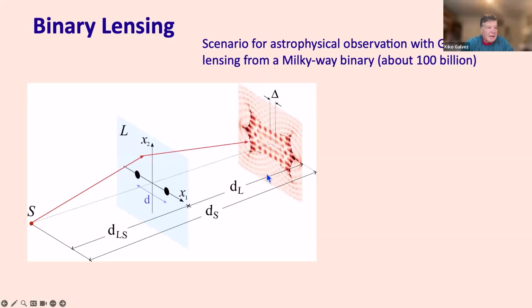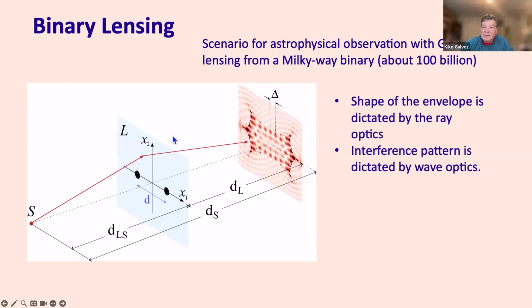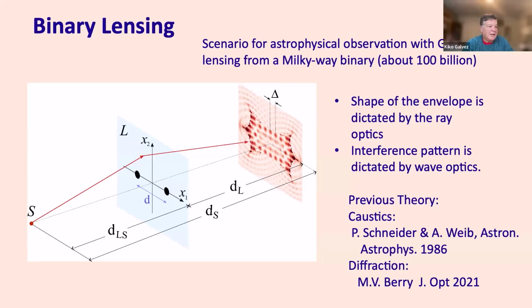What is interesting is, as Michael Berry showed earlier, the pattern has a particular shape described by the singularities of rays, which is the acoustic, but it is modulated by the wave aspect of the light. The acoustic part was worked out by Schneider and Webb in 1986, and Michael Berry also did a very nice study of binary lensing in 2021.